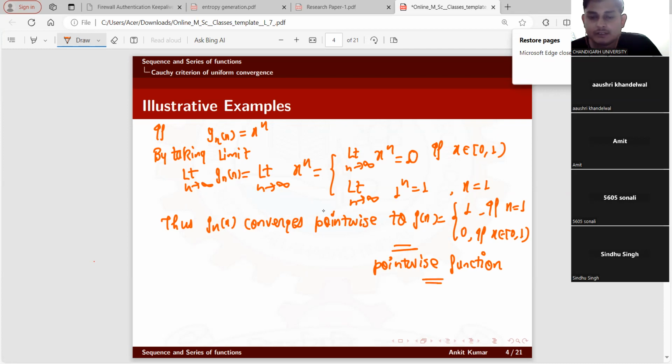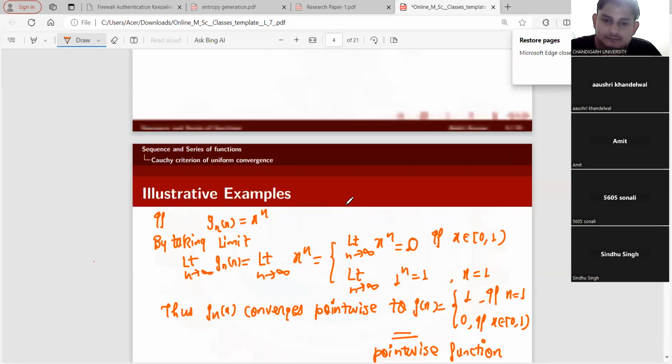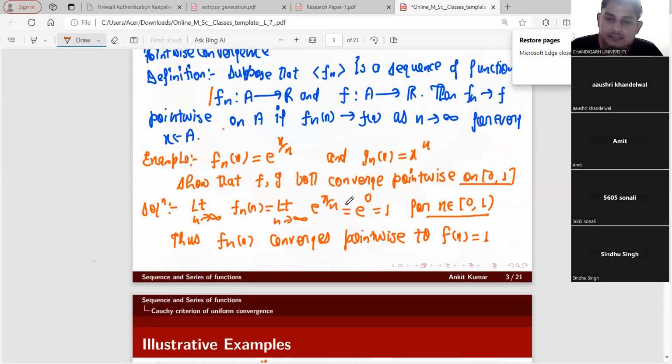So how do we find the pointwise function? In this question, it is said that if x is equal to 0, then it is 0. If x is equal to 1, then less than 2, then the limit as n tends to infinity. So how will we find the pointwise convergence? First of all, we see the domain of the convergence. First of all, we concentrate on this part.